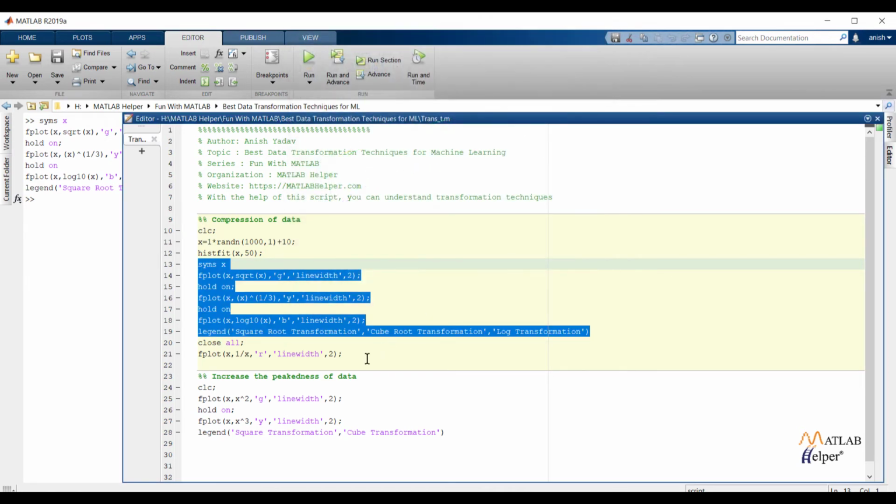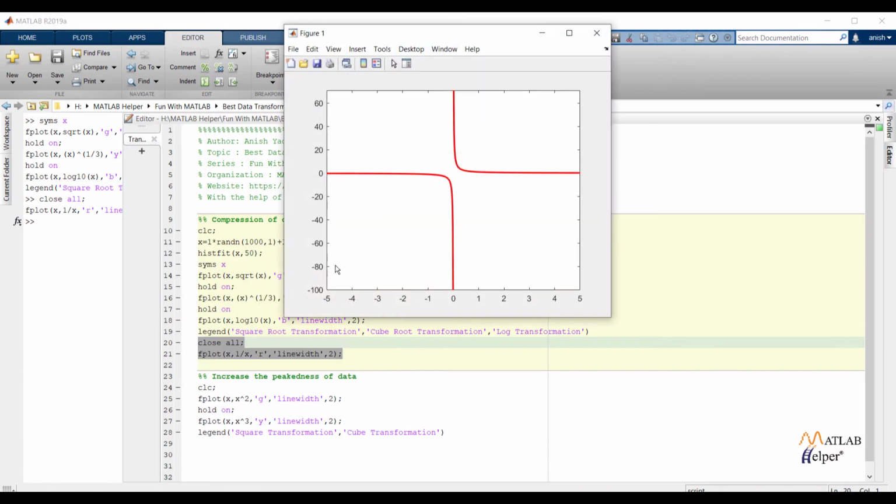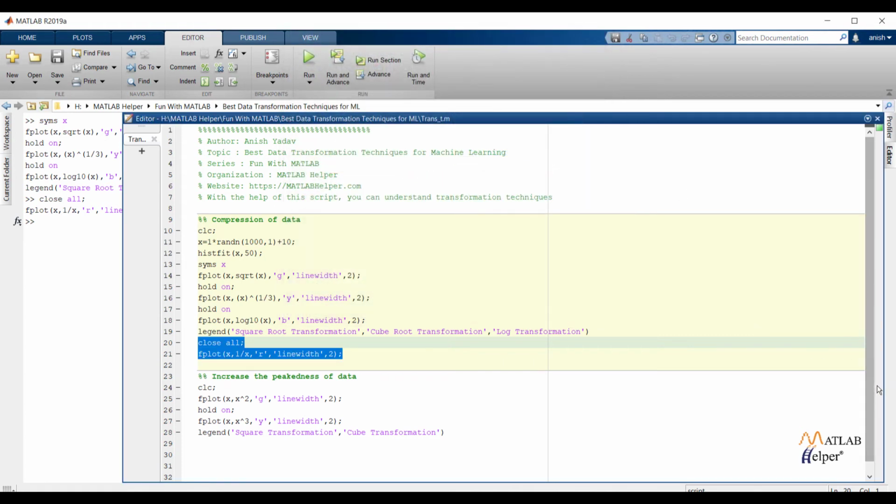If we check reciprocal transformation for the same data set, we can conclude that it's the most powerful technique because it is compressing data more for a small change in the corresponding original dataset value. Now check power transformation techniques.